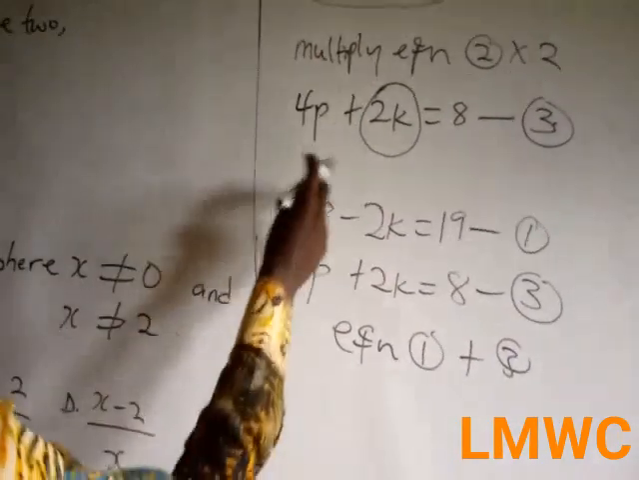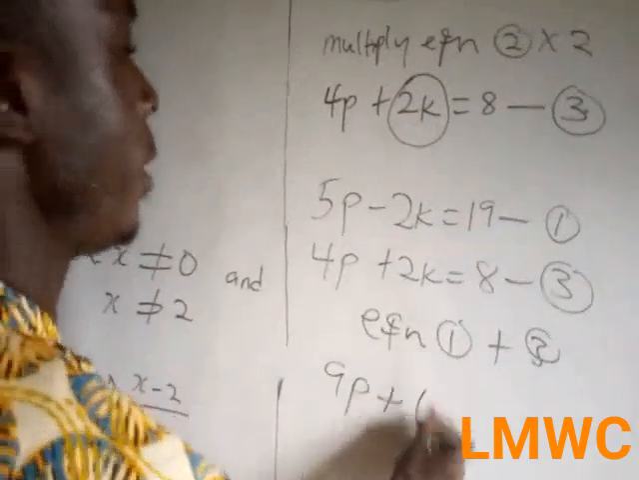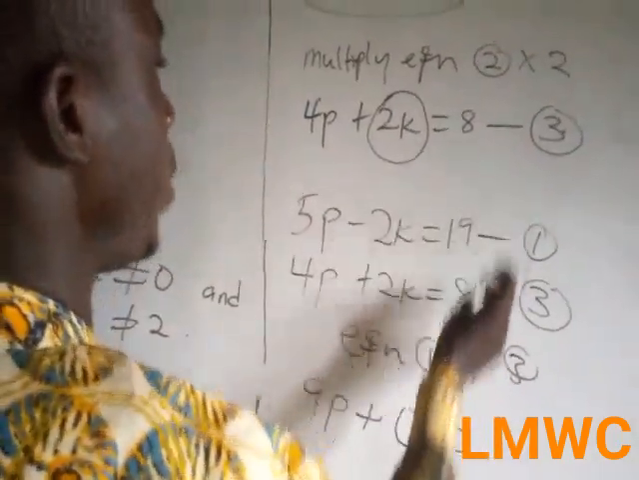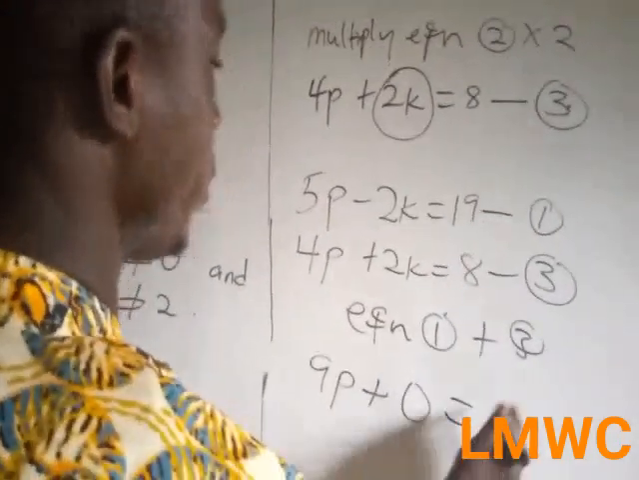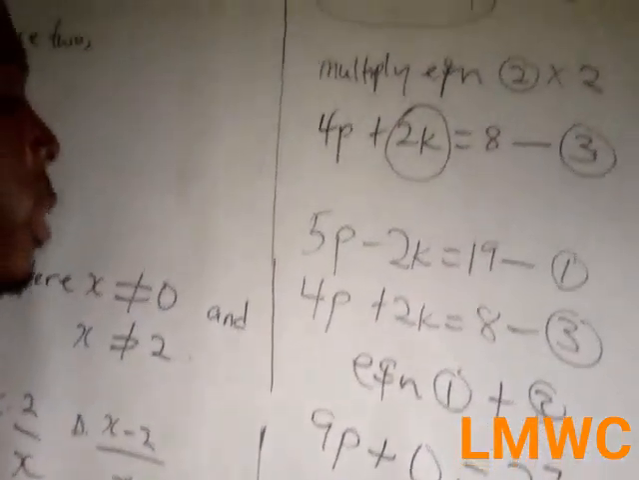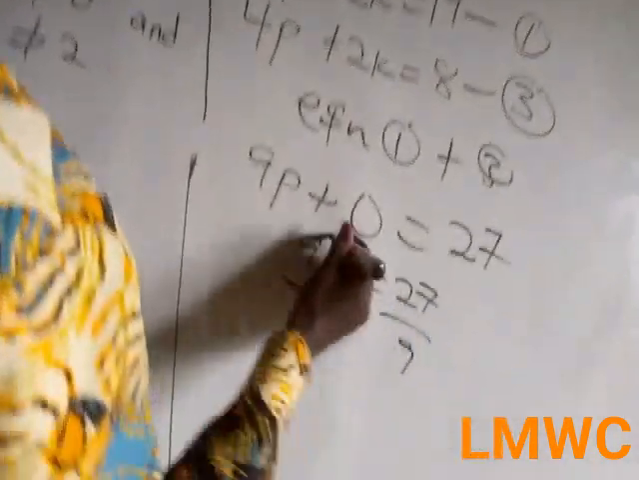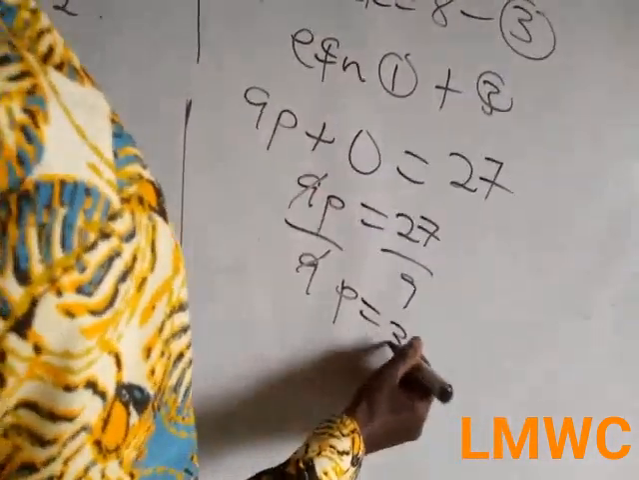It goes out. So 5p plus 4p, we have 9p plus 0 is equal to 9 plus 19 plus 8, rather, is 27. So 9p plus 0 is 9p is equal to 27. We divide through by 9. We have p is equal to 3.